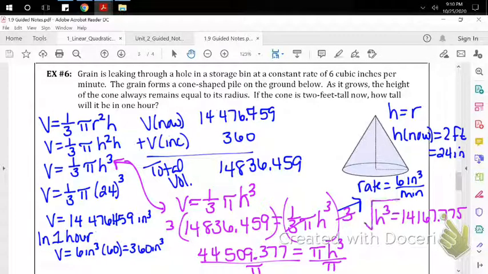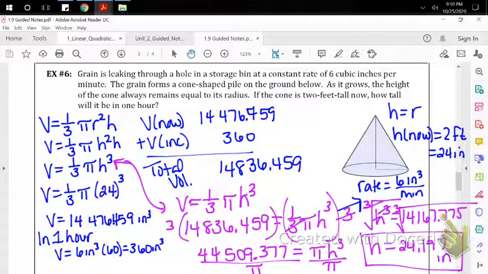And then to get rid of the cube, we're going to take the cube root. So the cube and the cube root cancel, so we get h equals. Now in the calculator here, if you go under math, you'll see that number 4 says the cube root. And then you can grab your answer, or type your answer in if you prefer. And we get 24.197 inches. And so that is going to be our height in 1 hour.